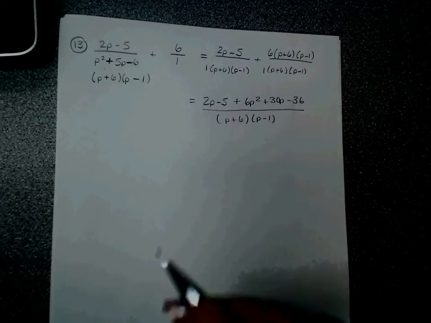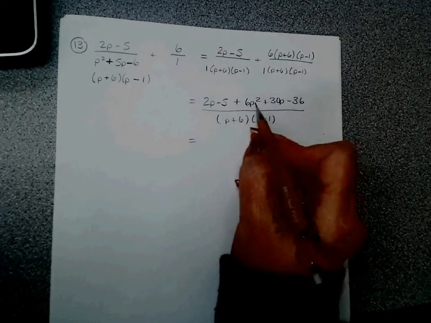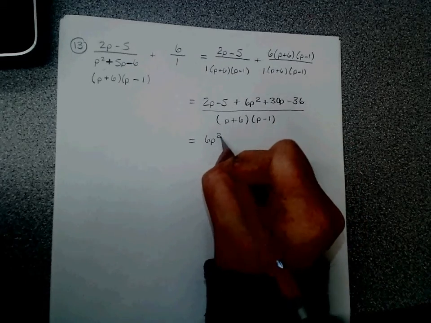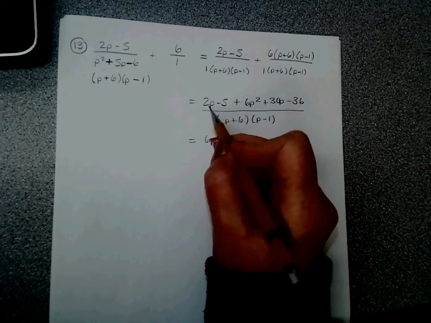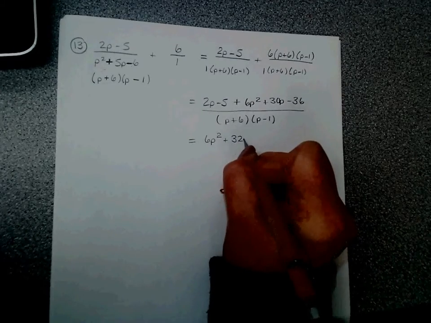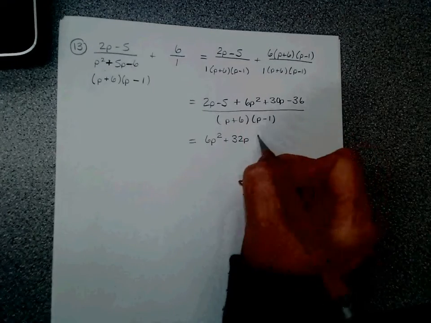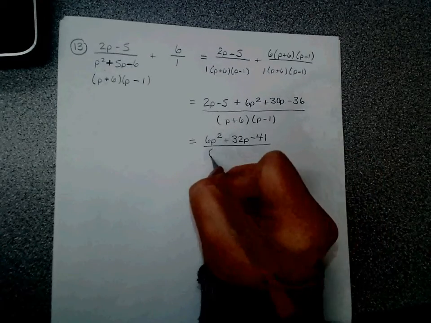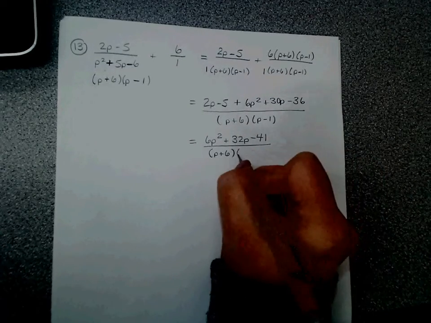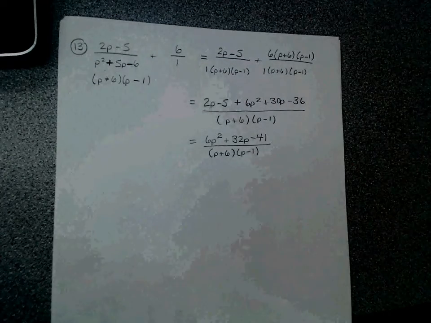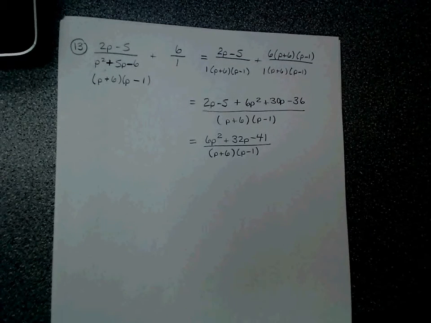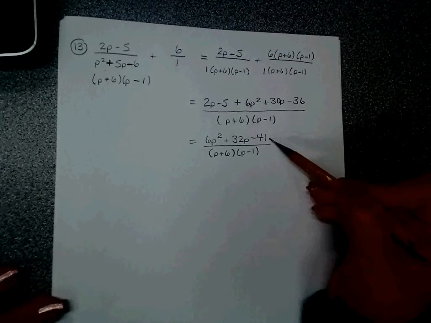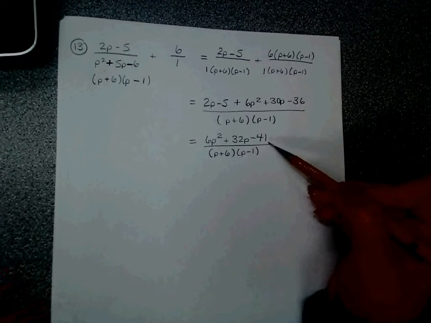Alright, now let's simplify like terms on the numerator. I've got a 6p squared. 30p and 2p make 32p. 5 and 36 make 41. They're both negative. So I have 6p squared plus 32p minus 41 over p plus 6 times p minus 1. Now I have to see if this will factor. Okay, and for this I am going to use my calculator.